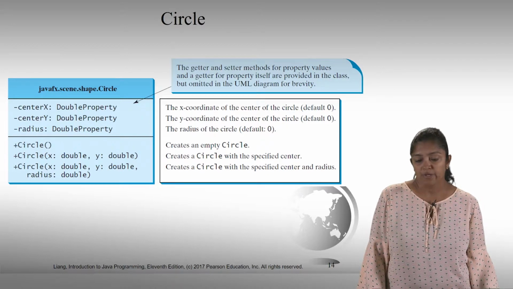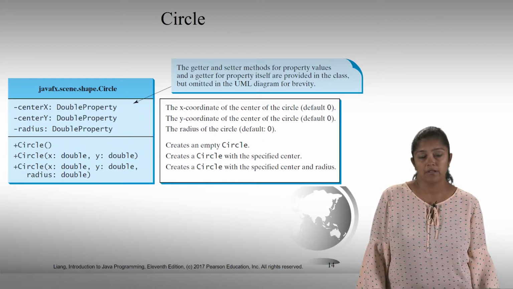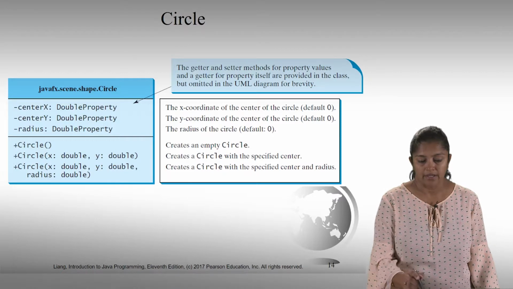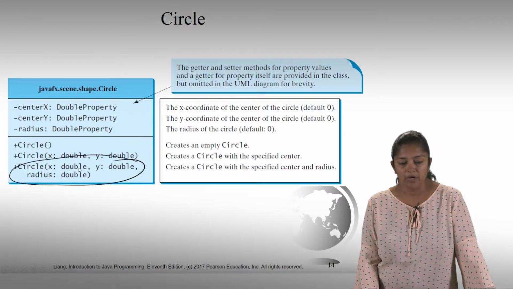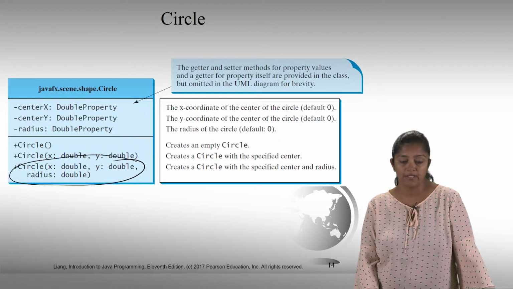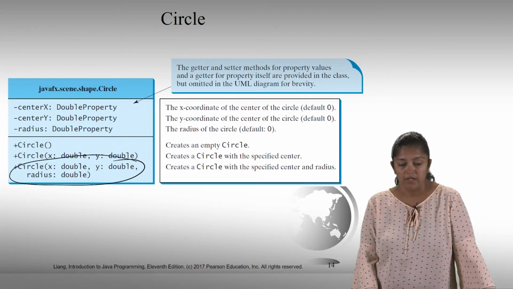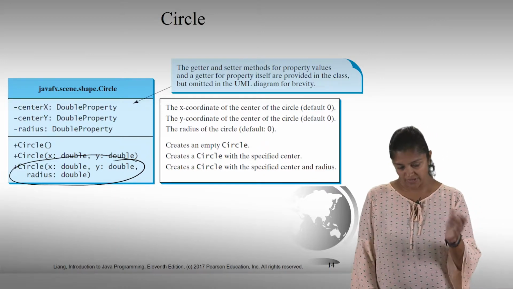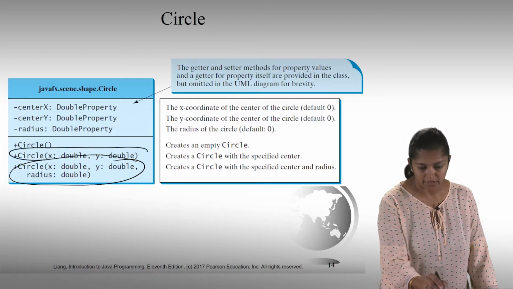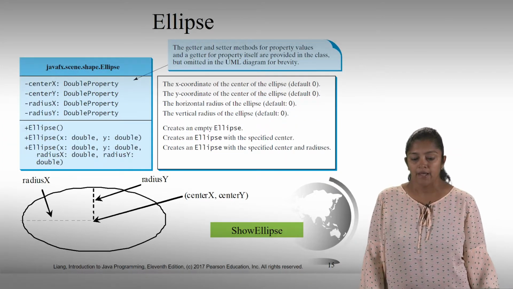You have to specify the center XY coordinates, and then the radius. So that's that constructor there. That's what we used. Now when nothing is specified, then an empty circle is created, or a circle with minimal radius. With the default radius at a specified center is created when you use the second constructor.